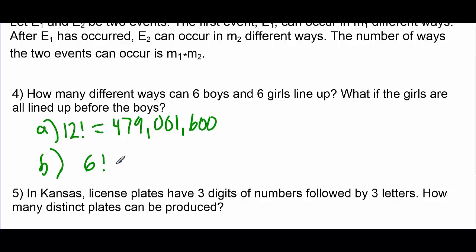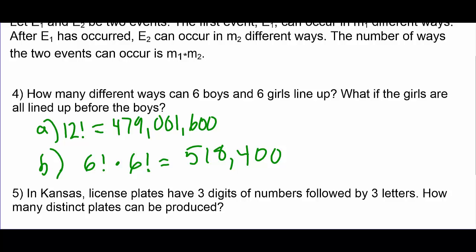The first would be girls. That would be 6 factorial. The girls could line up that many ways, and then the boys could line up 6 factorial ways. And so it's still a large number that you get here, but you multiply 6 factorial and 6 factorial, you get about 518,000 and some change.